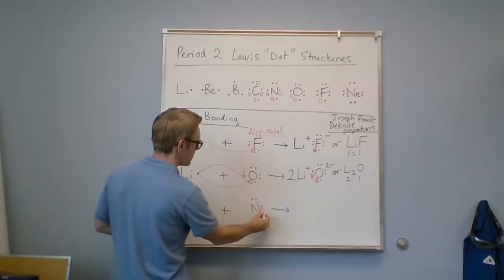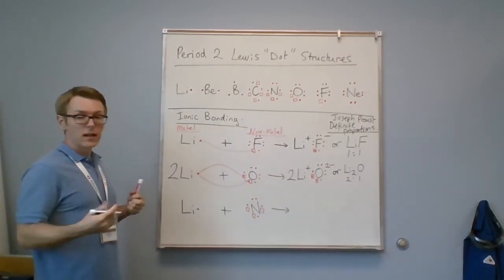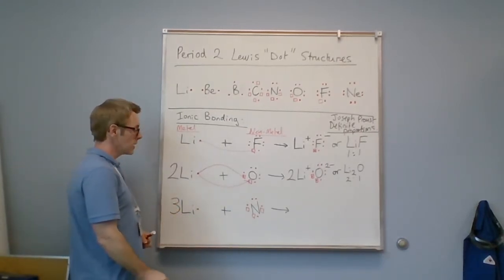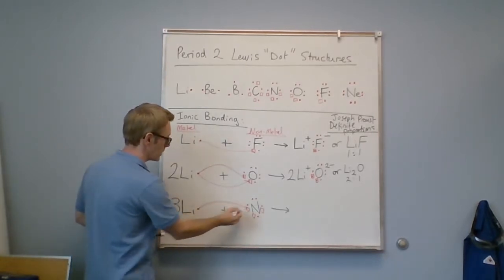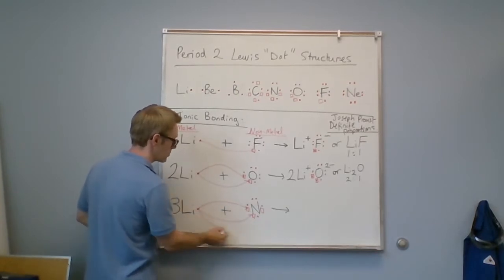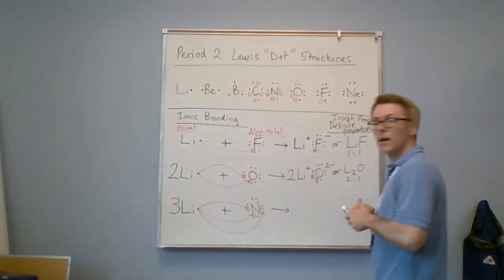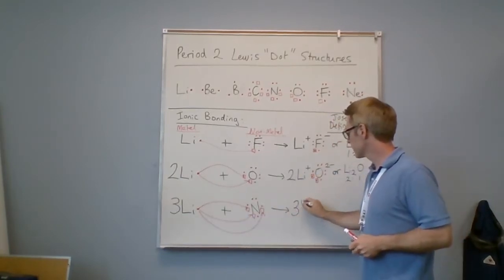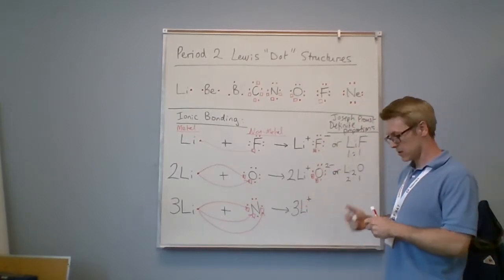and 3 boxes. We need 3 electrons to fill nitrogen's valence shell, so we need 3 lithiums. So we have 3 separate lithiums, each of which donate or exchange their electrons with the 3 vacancies in nitrogen. So if we come over here, we can write the 3 lithium. The lithiums now don't have any valence electrons.